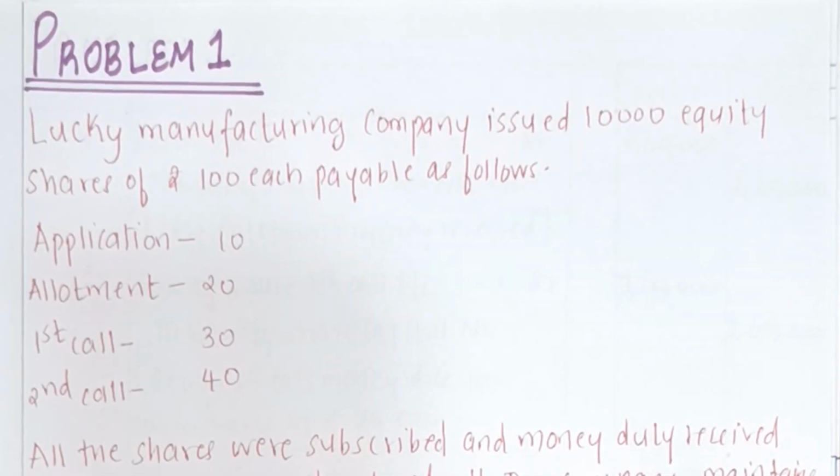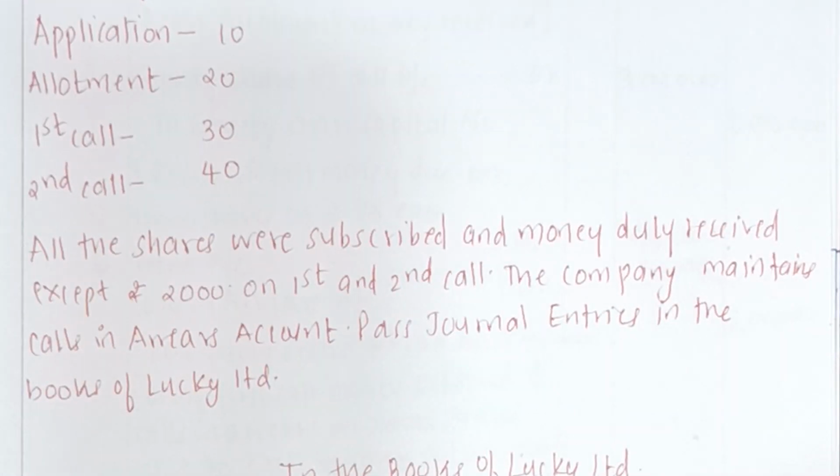So students, let's solve one problem on calls in arrears so that you all understand the concept in more detail. The question says that Lucky Manufacturing Company issued 10,000 equity shares of rupees 100 each, payable as follows: on application rupees 10, allotment rupees 20, first call rupees 30 and second call rupees 40. All the shares were subscribed and the money was duly received except rupees 2,000 on first and final call. The company maintains a calls in arrears account. Pass the journal entries in the books of Lucky Limited.